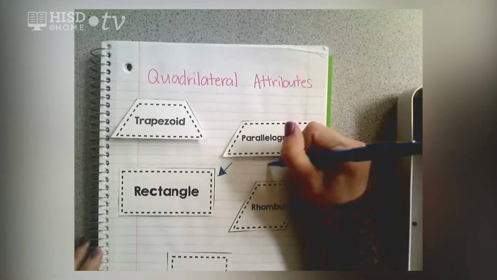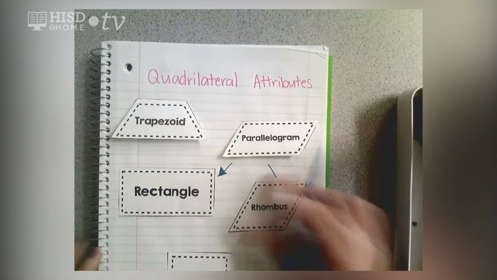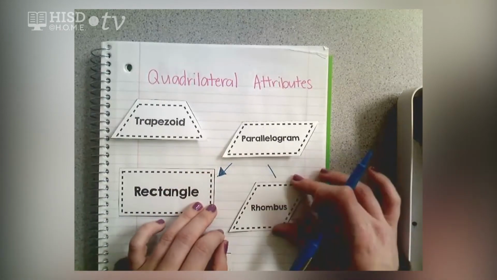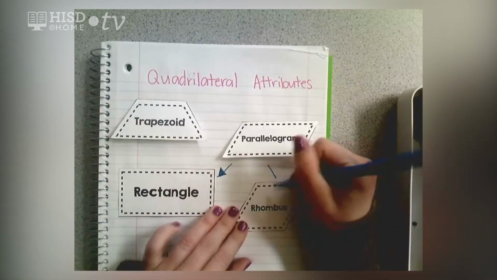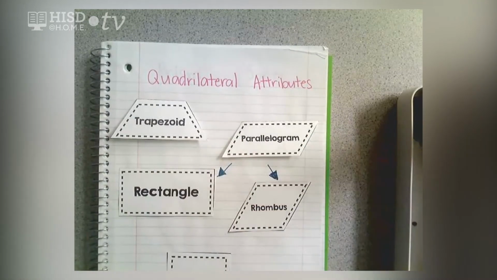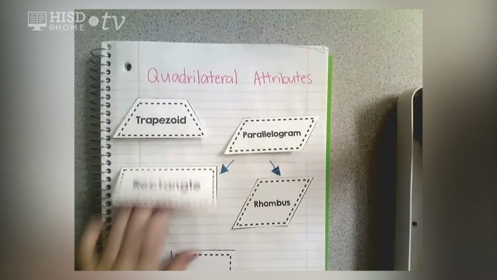And same with a rhombus. It has two sets of parallel lines total. It has two lines here that are parallel and two lines here. So that is why both of these can be considered parallelograms. So let's look at a rectangle specifically.